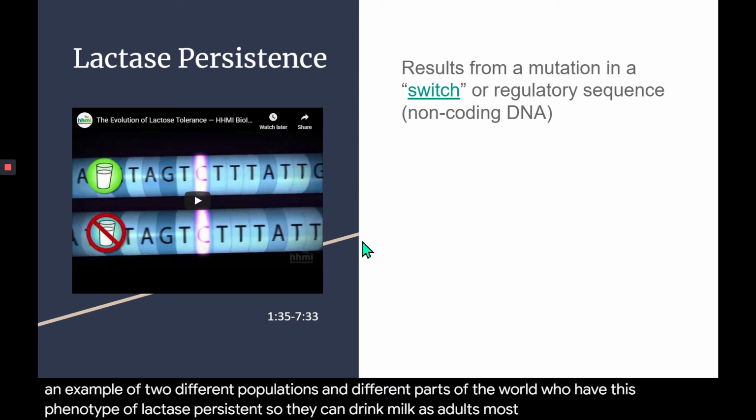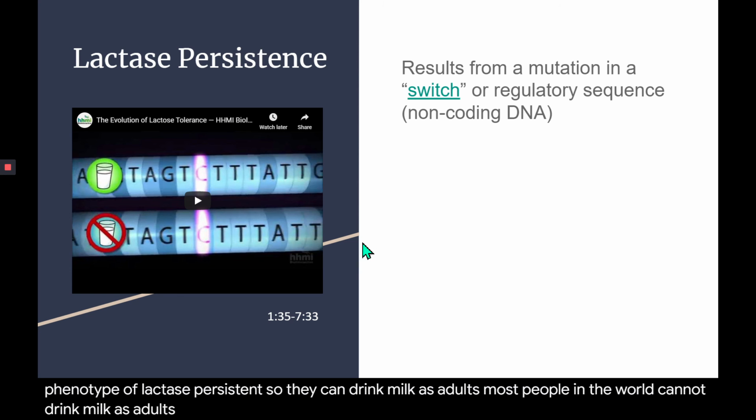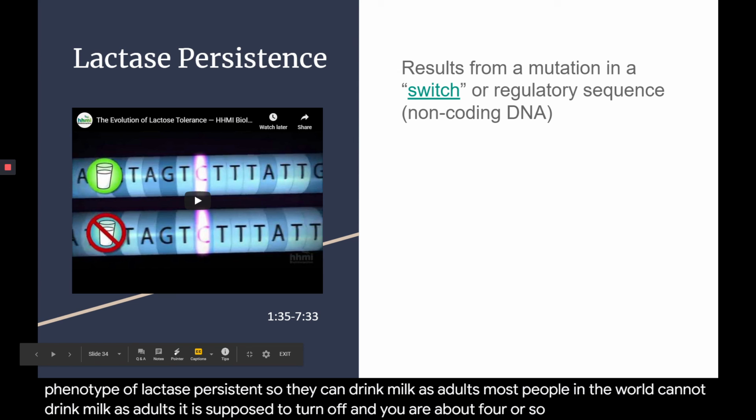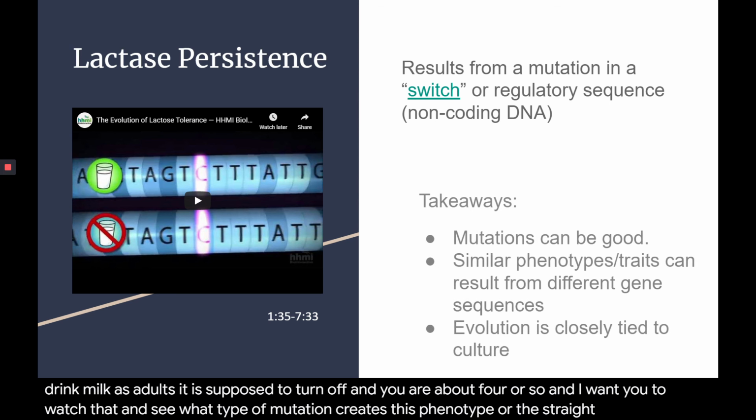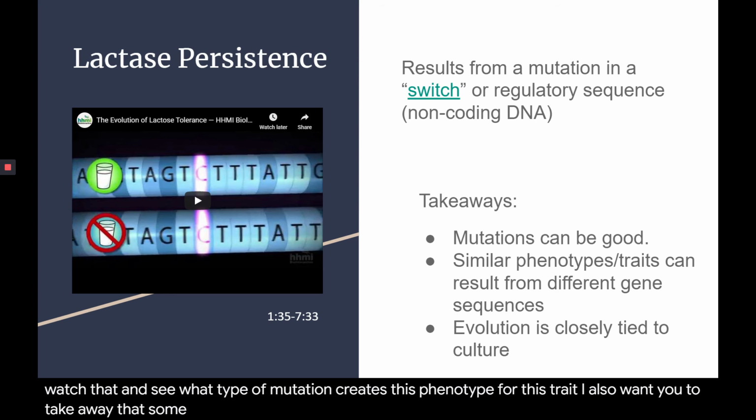Most people in the world cannot drink milk as adults. It is supposed to turn off when you are about 4 or so. And I want you to watch that and see what type of mutation creates this phenotype or this trait. I also want you to take away that some mutations can be good, right?